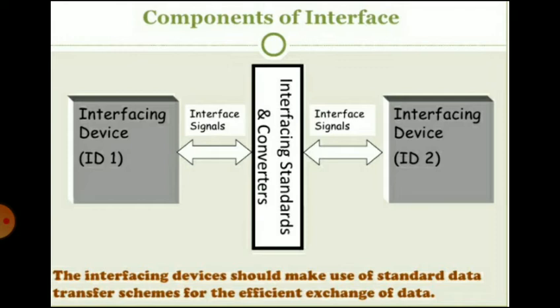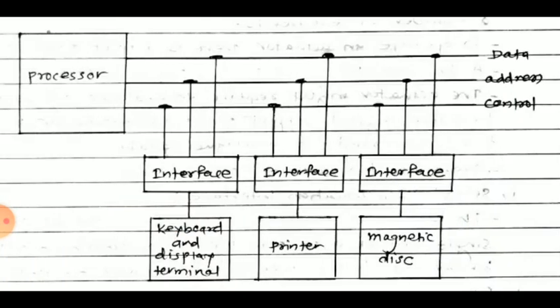Interfacing devices are used for exchanging data from one system to another, and that is facilitated by the interfacing elements. You can see in the next block diagram there is a processor and different input and output devices, that is keyboard, display terminal, printer, magnetic disk, that are connected to the processor with the help of interfacing elements. And there is a data, address and control bus.